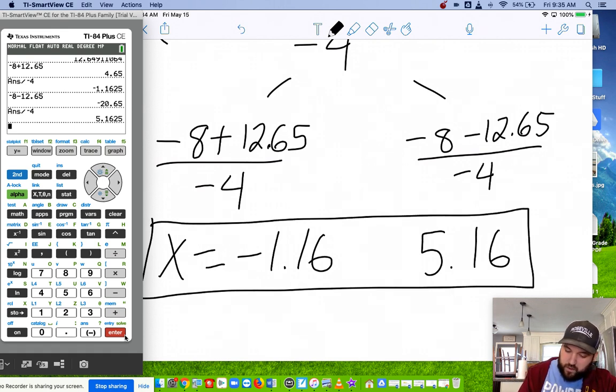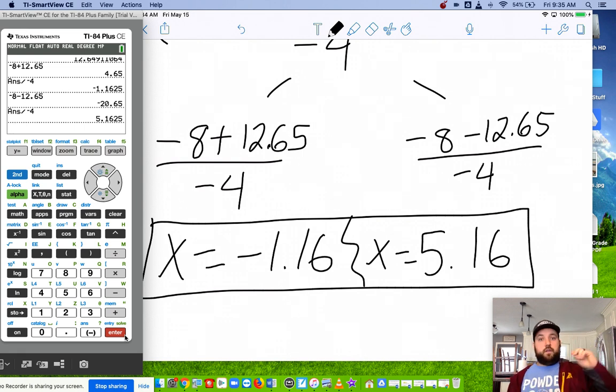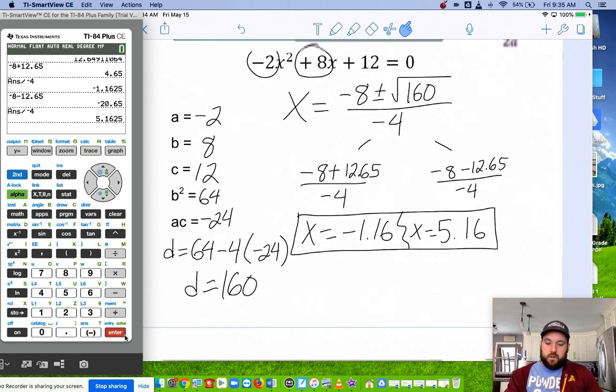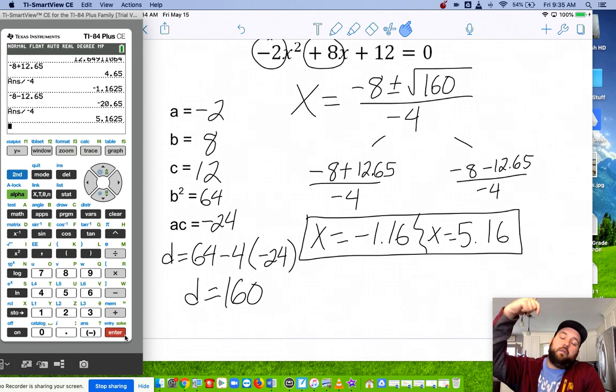So those are my two solutions to this problem. Again, those are the two numbers that I could plug in for x and get 0 in the equation.